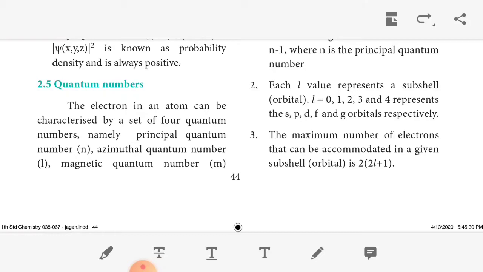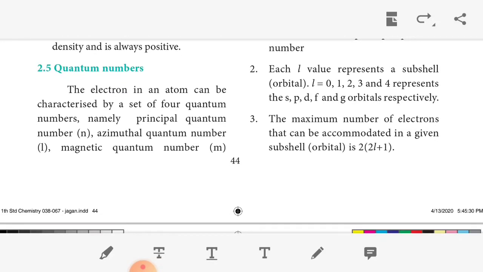What are they? First one is the principal quantum number, which is represented by small letter n, not capital letter N. Then the azimuthal quantum number, small letter l. Magnetic quantum number is represented by small letter m. Then spin quantum number is represented by small s. So the 4 quantum numbers are principal, azimuthal, magnetic and spin quantum number. Now we discuss them one by one in detail. First we discuss the principal quantum number, which is represented by n.